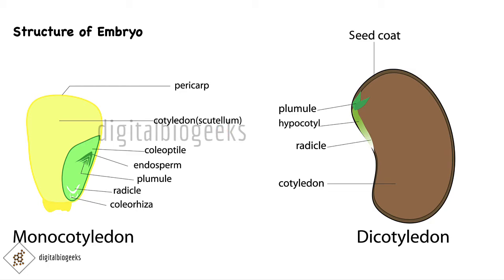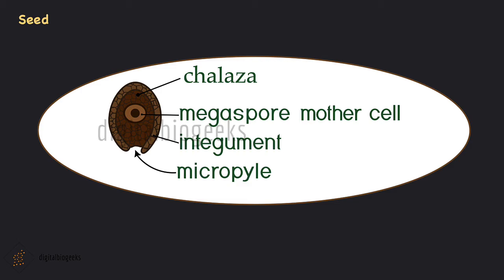At the lower end of the embryonal axis, there is a radicle and root cap as in dicot. The fertilized ovule develops into seed. It is the final product of the sexual reproduction. Seed consists of seed coat, cotyledon and embryonal axis. The cotyledons are the food reserve once the endosperm is completely used up by the embryo. Due to the presence of stored food, the cotyledons are thick and swollen.